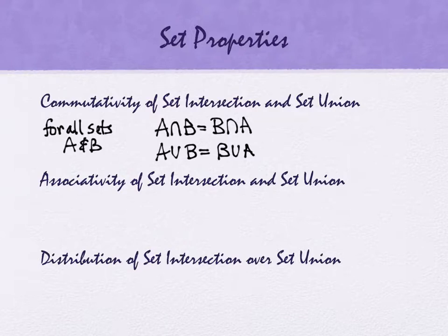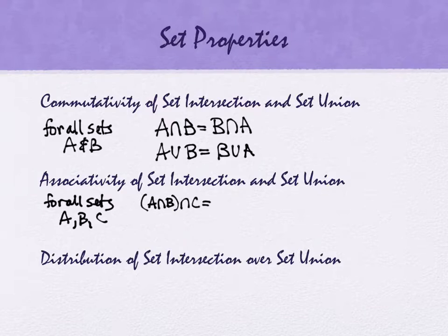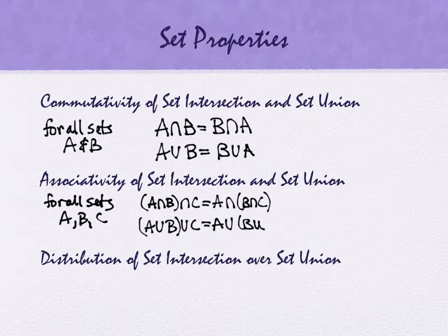Associativity. So this would be for all sets A, B, and C, because associativity has to do with grouping arguments. So if I have the intersection of A and B, and then I intersect that with C, that's the same as the intersection of A with B intersect C. It doesn't matter which part I start with. Intersect two of them and then intersect it with the third. Makes no difference which two you start with. And the same is true for union. A union B, union C, is the same as A union, B union C.